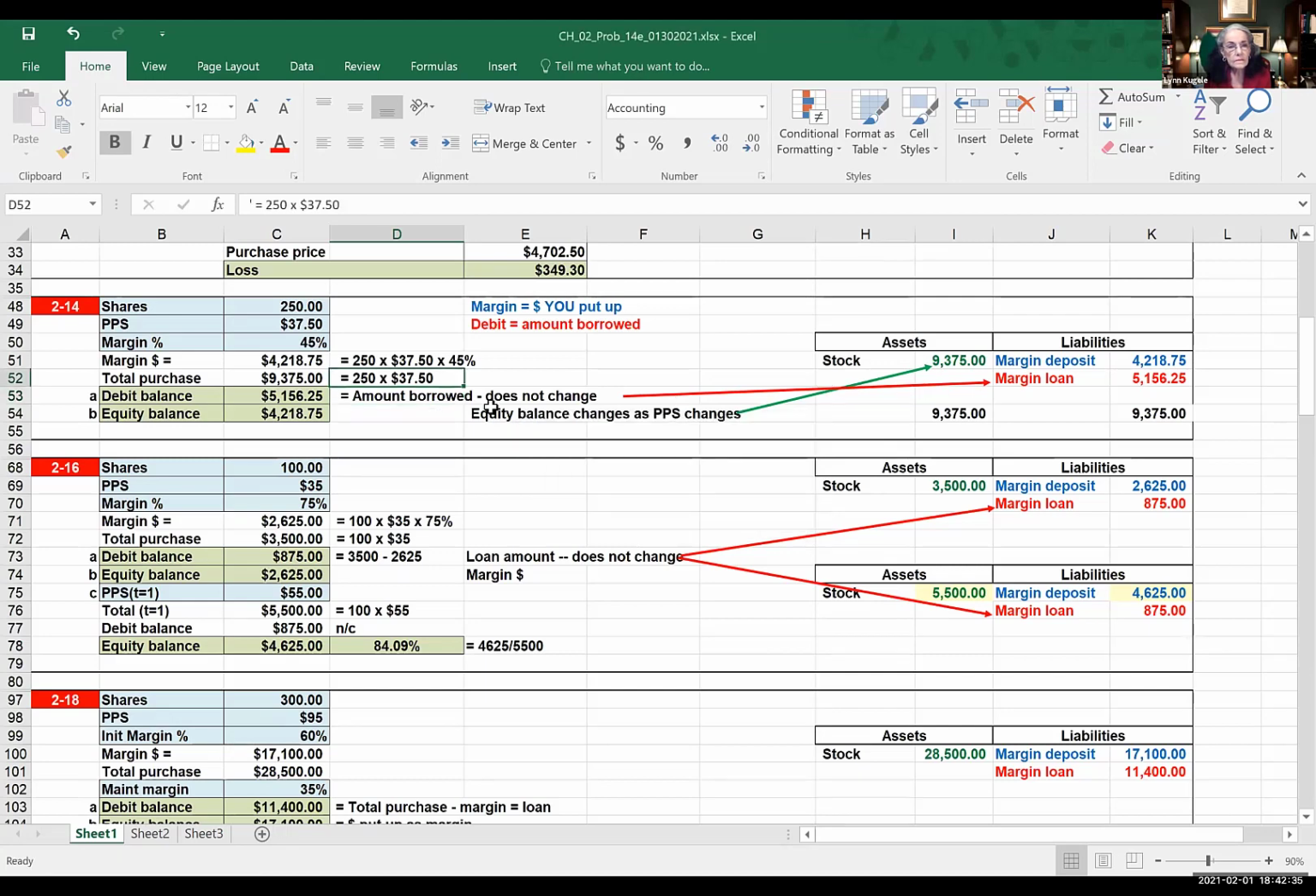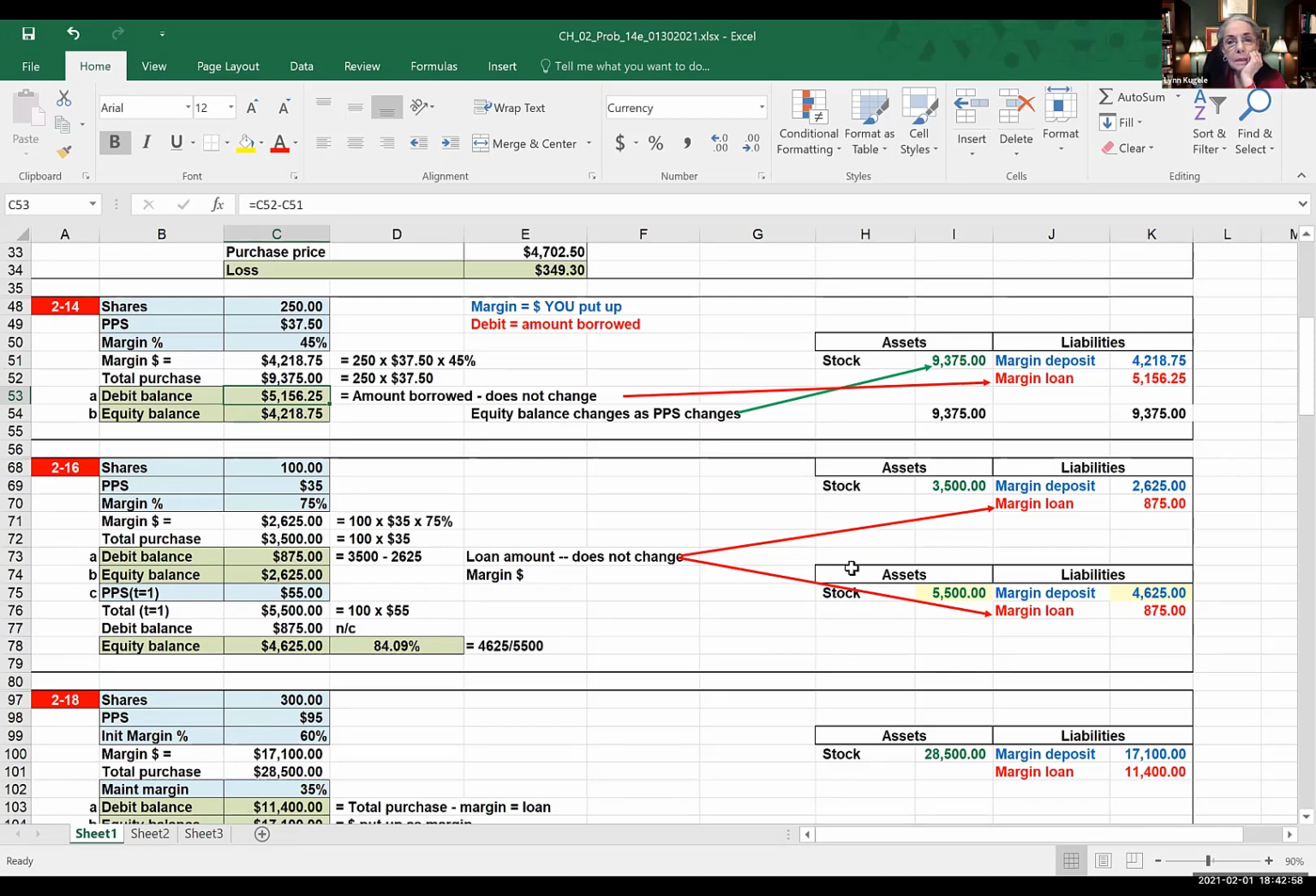Cancel. I don't want to do anything. Okay. He's got to put up a 45% margin requirement, so he puts up 42.1875. What's the debit balance in this transaction? The difference. The total is 93.75. He's putting up 42, so the debit balance is the difference, 51.56.